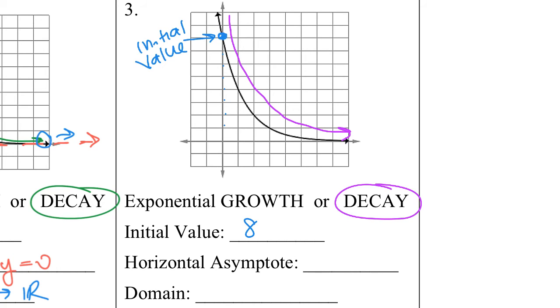And the horizontal asymptote is, again, where does it start becoming flat and then go all the way across? So we have y equals 0. Domain and range are not going to change. I can still move left forever and right forever. So my domain is all real numbers. And my range is everything above this horizontal asymptote of 0. So y greater than 0.